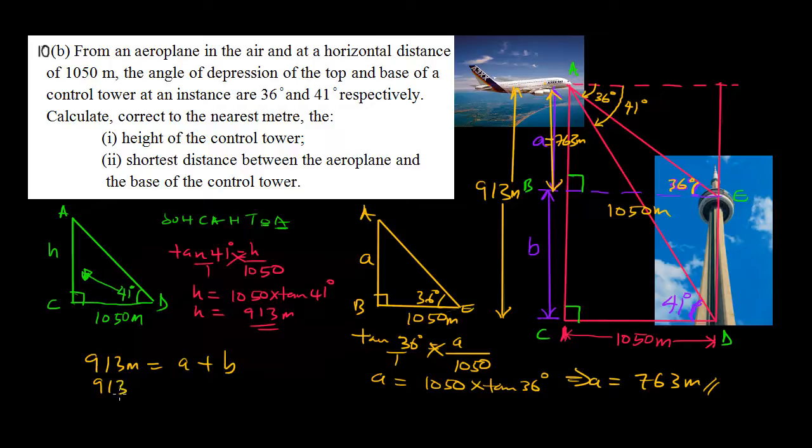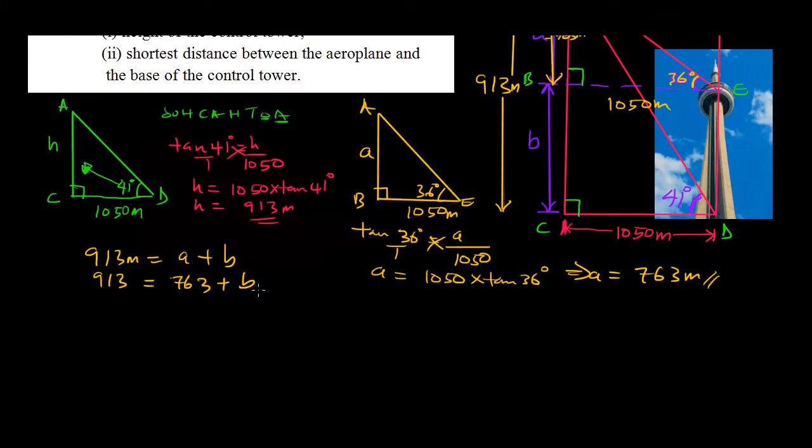It means 913 meters is equal to A, which is 763 meters, plus B, which is the distance between the top of the tower and the base of the tower, which is still the same as the height of the control tower. So B, the height of the control tower, is equal to 913 minus 763 meters.